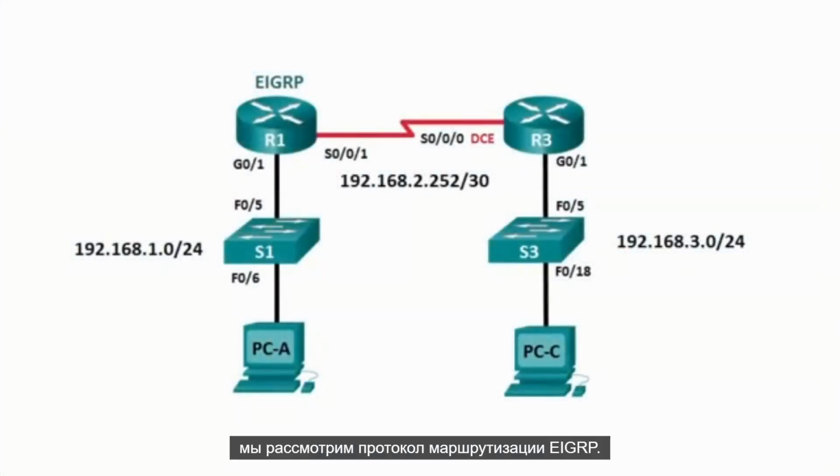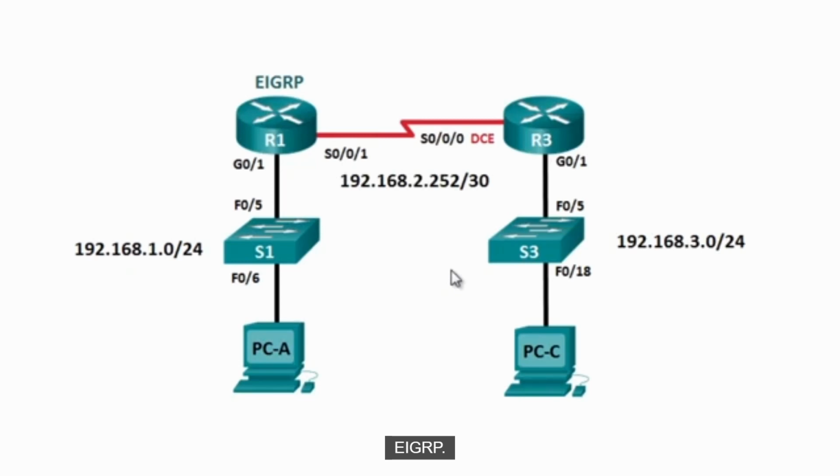In this demonstration, we're going to be looking at the EIGRP routing protocol. Currently, R1 has been configured with the EIGRP routing protocol, and it's advertising two connected networks, the 192.168.1.0 network and the 192.168.2.252 network. Router R3 has its interfaces configured, but does not have the EIGRP routing protocol configured yet.